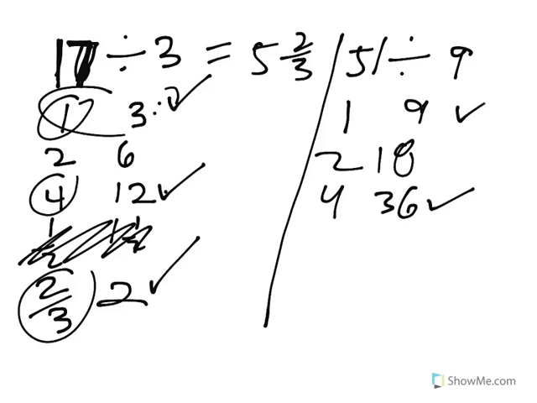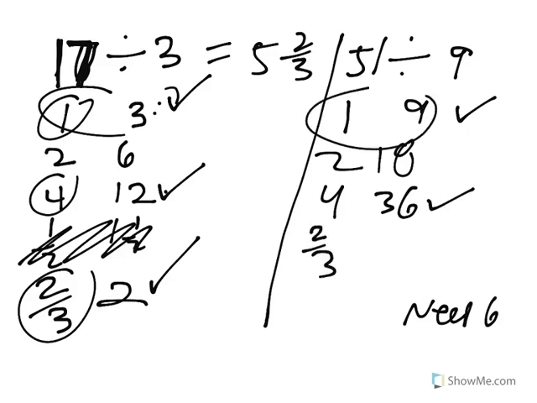Make that 36 and 9 add up to 45. So I need 6 more. Well, conveniently, 2/3 of 9 is 6. So the answer is, again, 5 and 2/3.